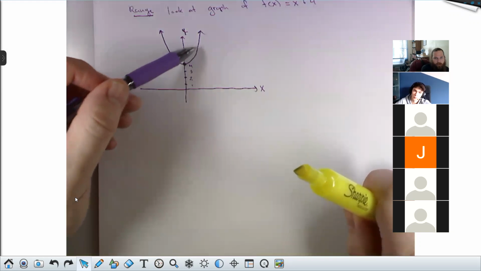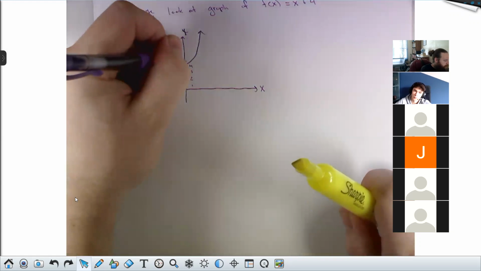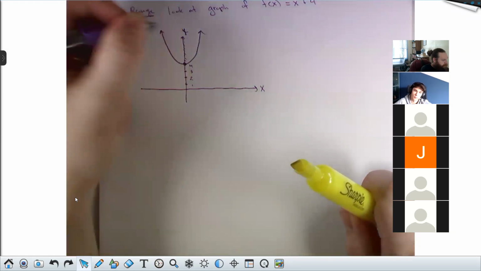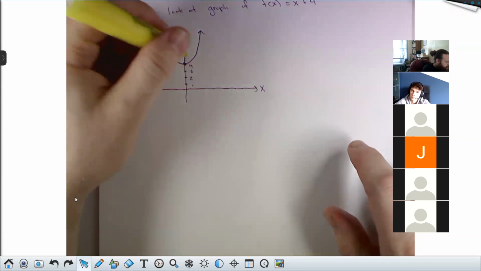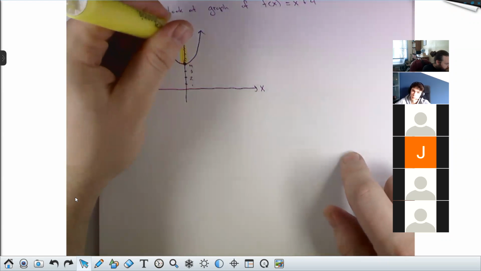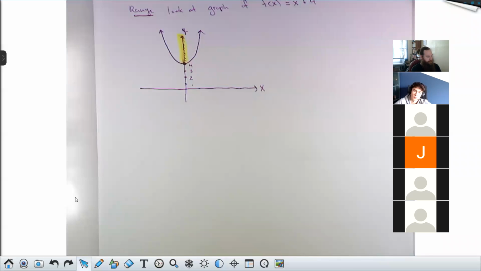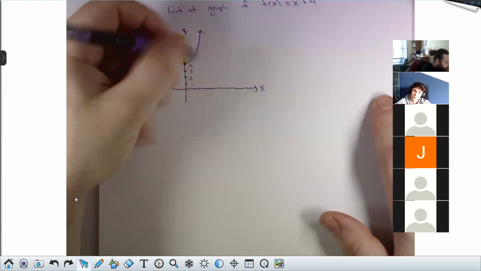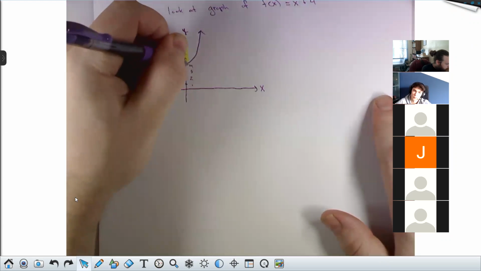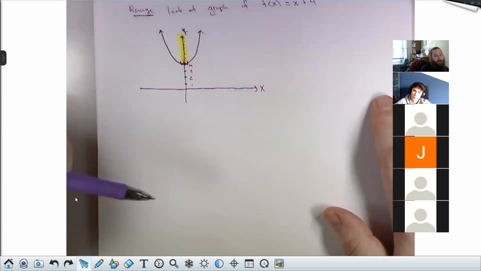But if I take any of the points over here and smoosh them onto the y-axis, I'll get all of this stuff. So I like to use a highlighter here. If I highlight the projection of the graph onto the y-axis, I get this. And that interval of y values includes y equals 4 and everything larger.